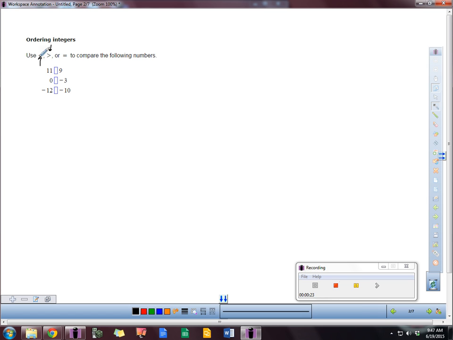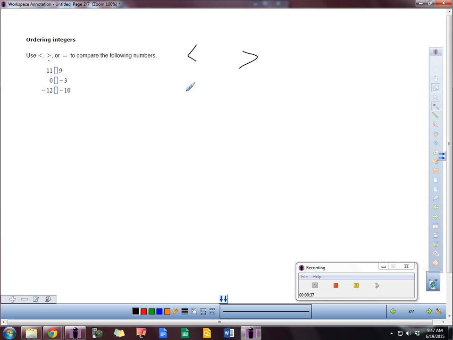sign. Now, before we get started, and I've heard some people have problems with this, I want to talk about the difference between these two signs. One of them is a less than sign, one of them is a greater than sign. We need to be able to tell which one is the less than sign, and we need to be able to tell which one is the greater than sign.